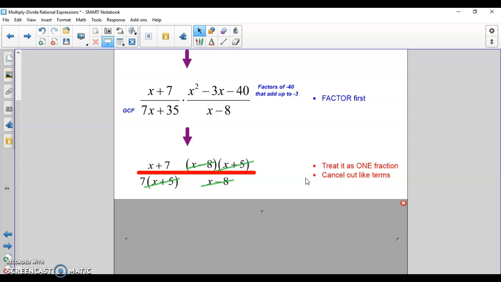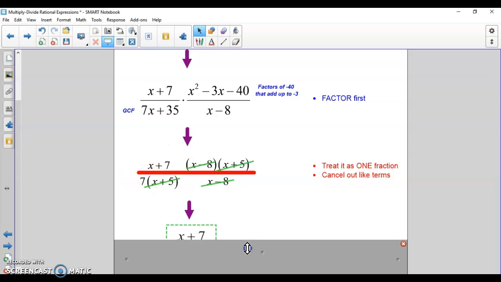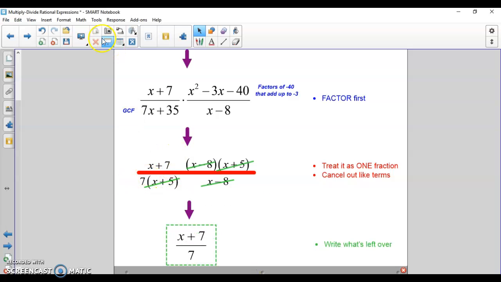Alright, notice here I did not do that. Big thing. Sevens cannot cancel. We rewrite what's left over. And again, sevens cannot cancel. It's not the same thing. So it's x plus 7 all over 7. And that's your final answer.